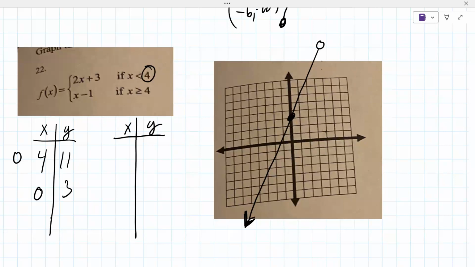Okay. So now I have 4, positive 3. 5, positive 4. 6, positive 5. Is it an open or closed circle at the first one? Closed. It is closed. Let's go ahead and graph that.